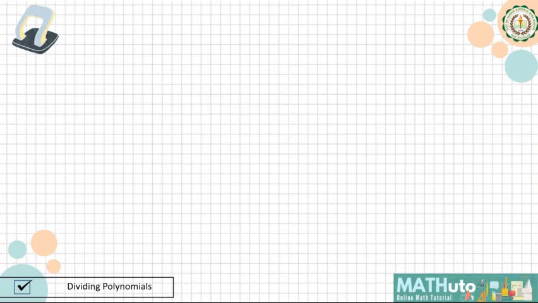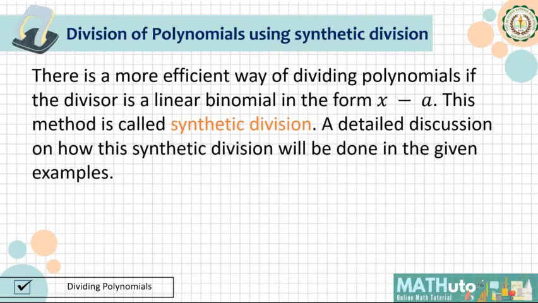There is another way on how to divide polynomials, and this is using the synthetic division. This is a more efficient way of dividing polynomials if the divisor is a linear binomial in the form x minus a. This method is called synthetic division. A detailed discussion on how this synthetic division will be done in the given examples.